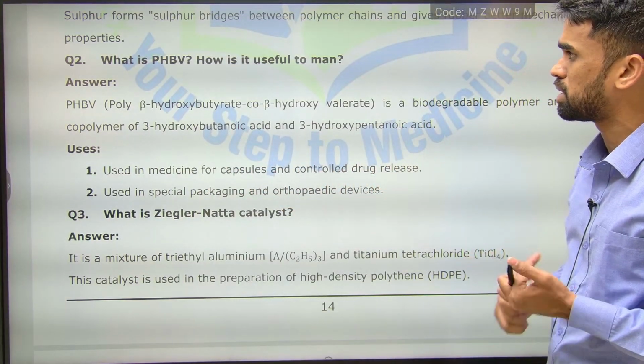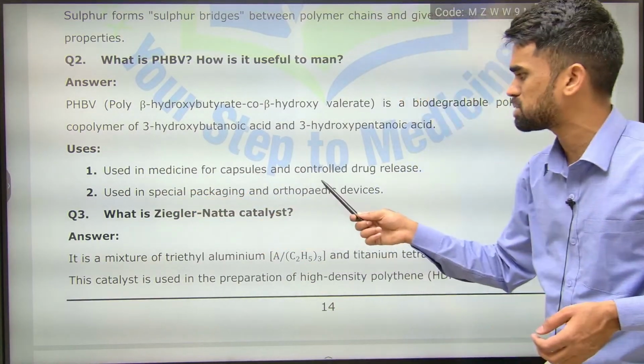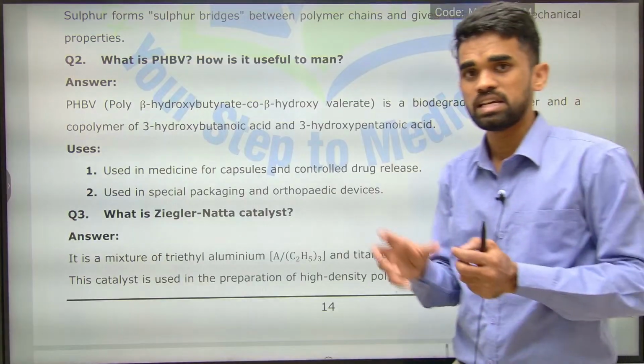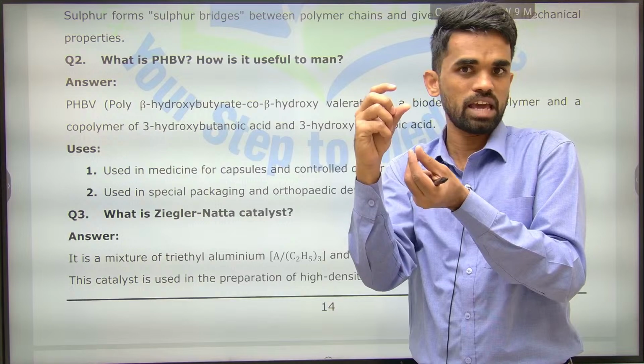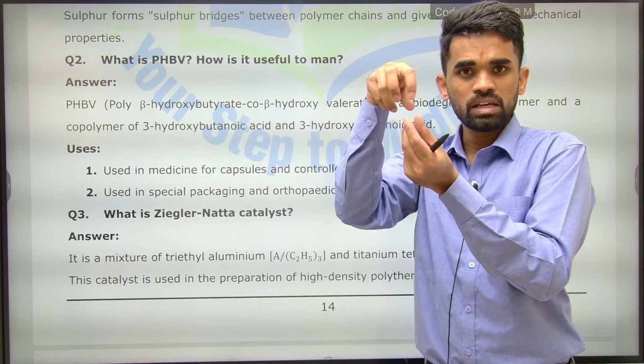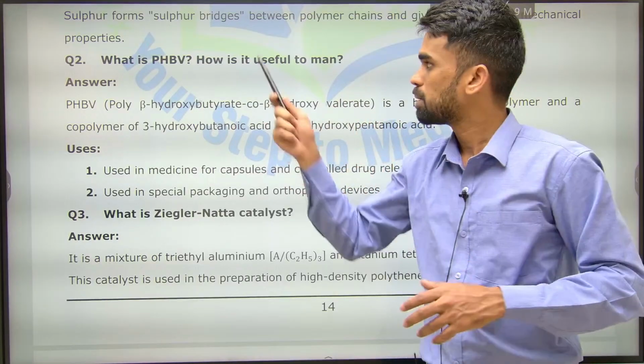That's it, remember. The next: it is used in medicine for capsules and controlled drug release. We see medicines like capsules. If you observe, there will be a top layer, and that layer is made up of this PHBV.